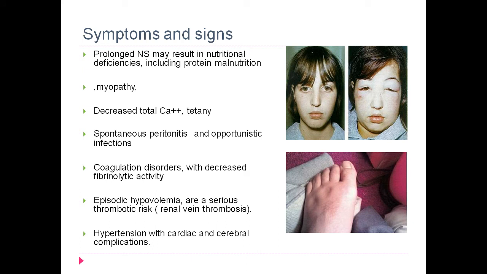There can be myopathy, there can be total calcium decreased, and that can lead to again tetany. There can be spontaneous peritonitis, this is very important, and opportunistic infections. There can be coagulation disorders with decreased fibrinolytic activity. There can be hypertension with cardiac and cerebral complications, and there can be hypovolemia and serious thrombotic risk like renal vein thrombosis. And there can be other nutritional deficiency just like you see in protein malnutrition.